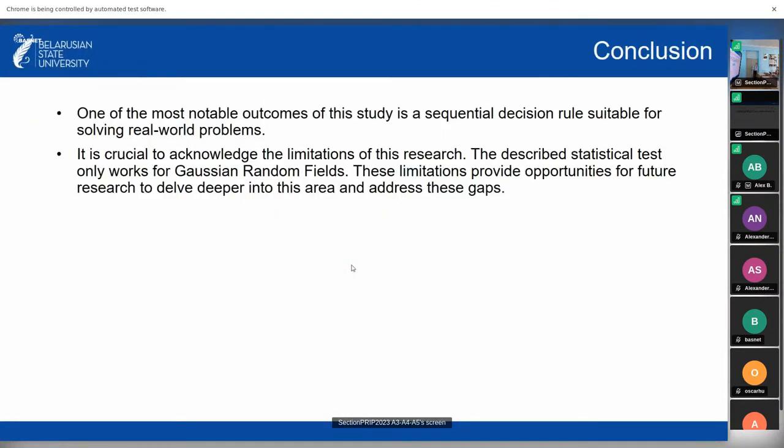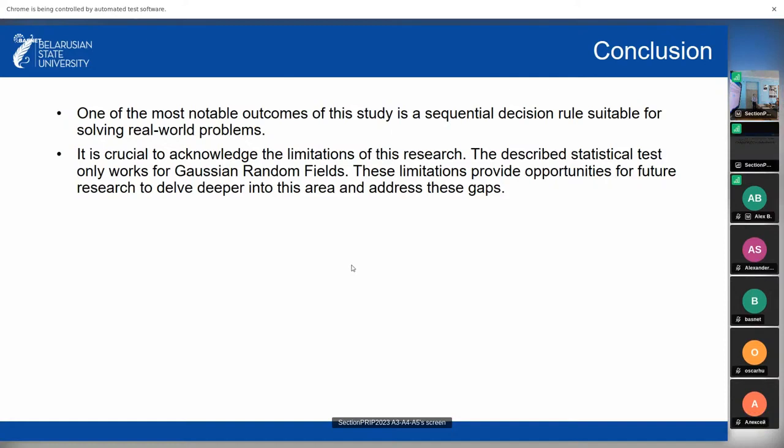So the conclusions are the following. I developed a procedure to do sequential discrimination of random fields that allows solving real world problems of discriminating random fields. And also, I reached my limit. This test is the best we can do for the Gaussian random fields, and the future work will be trying to develop the same test for non-Gaussian random fields.